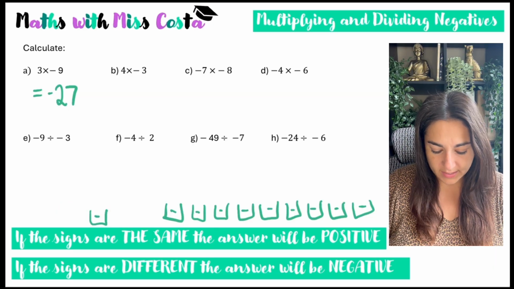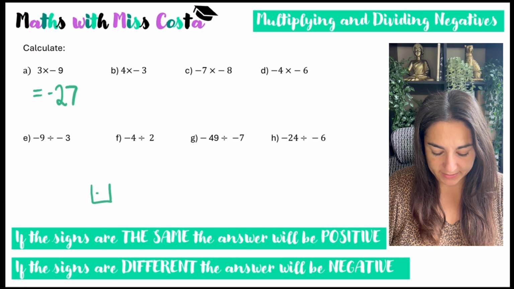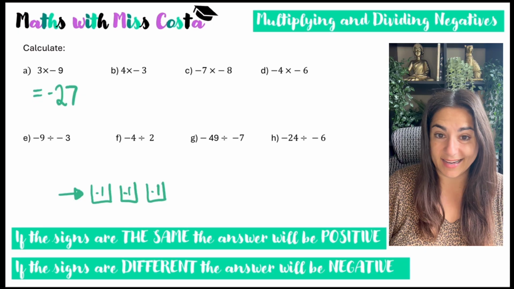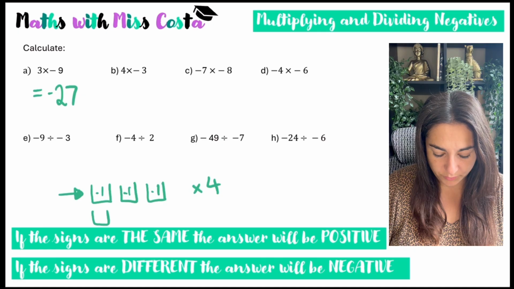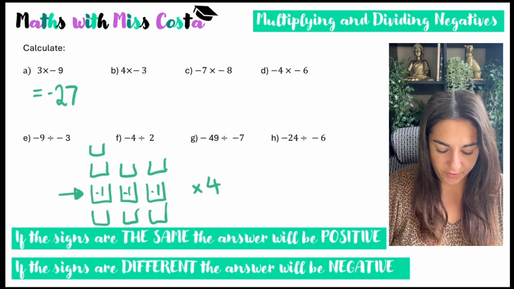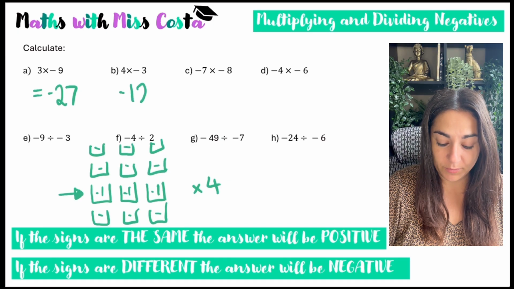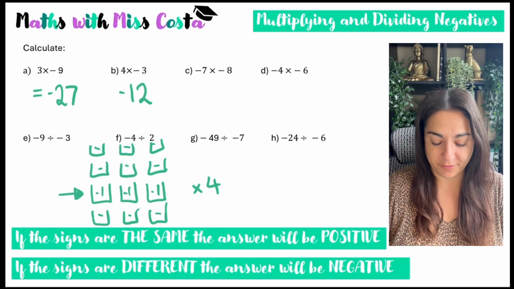Again, I've got 4 times minus 3. So we can maybe visualize this one a little bit better. So this is minus 1. And altogether, that's going to be negative 3 holes in the ground. And if I want 4 lots of this, I'm going to draw another 4 of these. So in total, what happens? I've got 12 holes in the ground. So 4 times minus 3 would be negative 12. When I'm multiplying by a negative number, the answer will be negative.